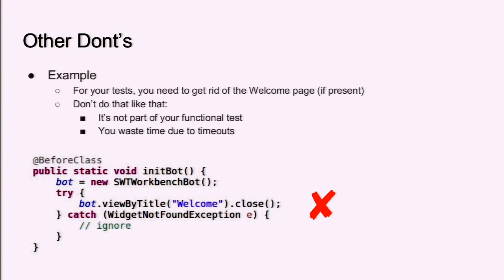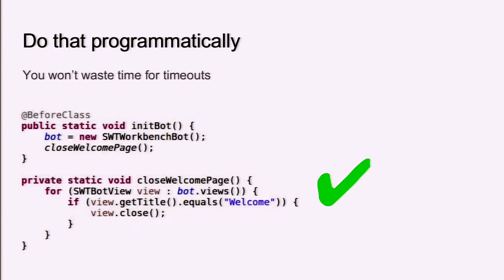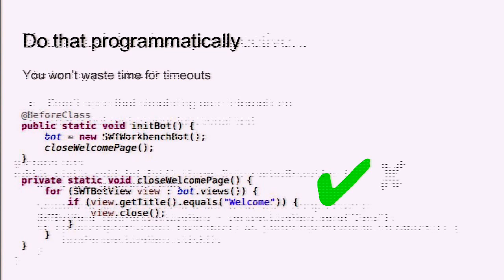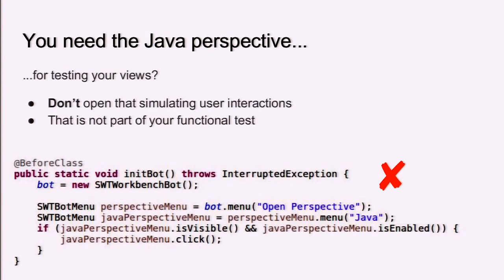You waste lots of time here. And most of all, closing the welcome view is not part of your functional testing. If you contribute a view or a menu, closing the welcome view is not part of what you want to test. But you have to close that one, so you can use a more programmatic approach and simply scan for the available views, and if there's one whose title is welcome, you close that. That's much faster. There's no timeout here. And again, you don't want to test this.